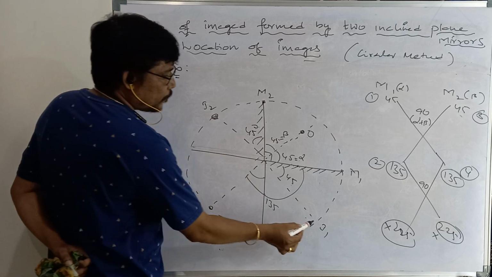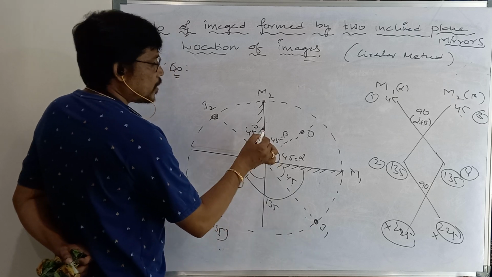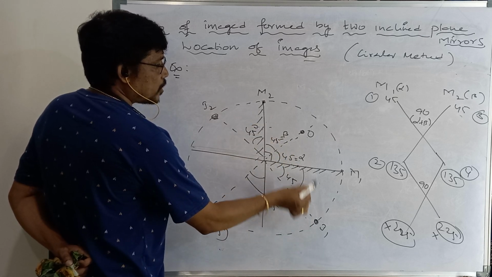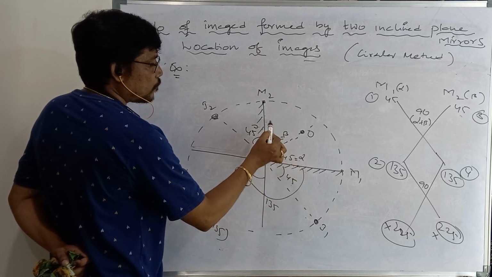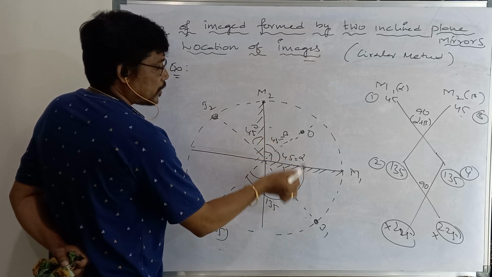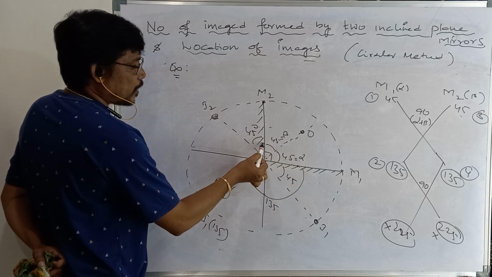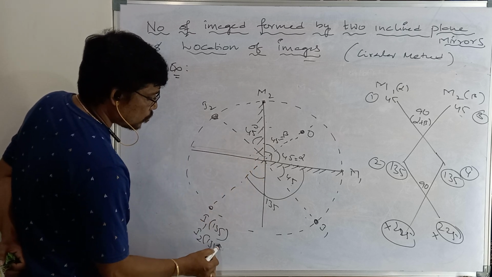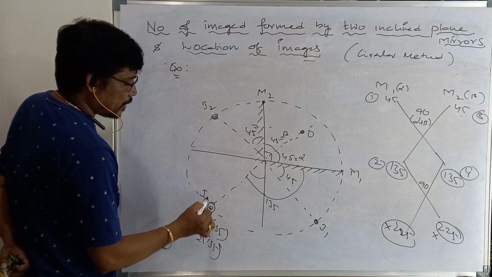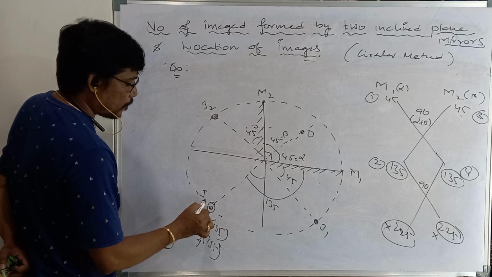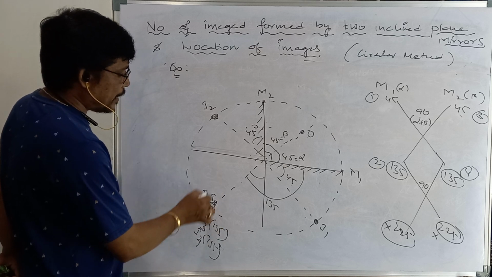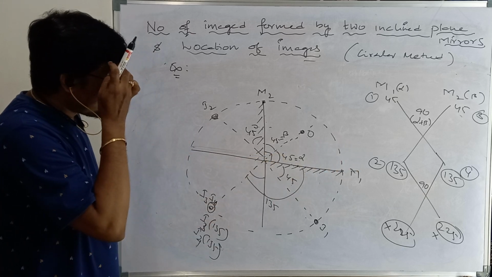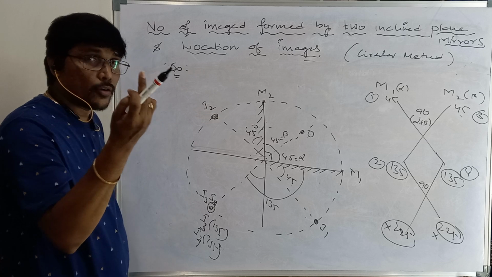Now, if you consider this one for this mirror, what is the angle? This is 45, 45 and 45, so again it is 135. 135 means 90 from this mirror and 45, so again an image is formed for that mirror. In this case, let us suppose this is I4 and this is I3. Images I3 and I4 are overlapping each other, so overlapping images will appear as only one image.